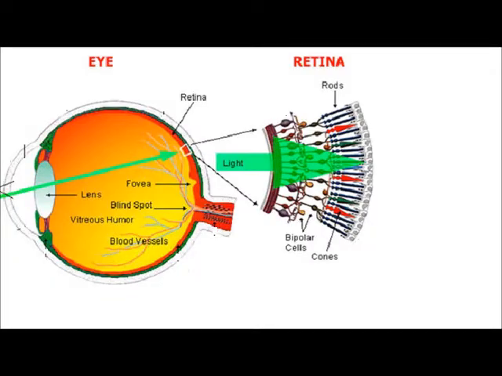There are 3 different color receptors in our eyes. Each receptor is called a cone cell and is sensitive to red, blue, or green light, the additive primary colors.